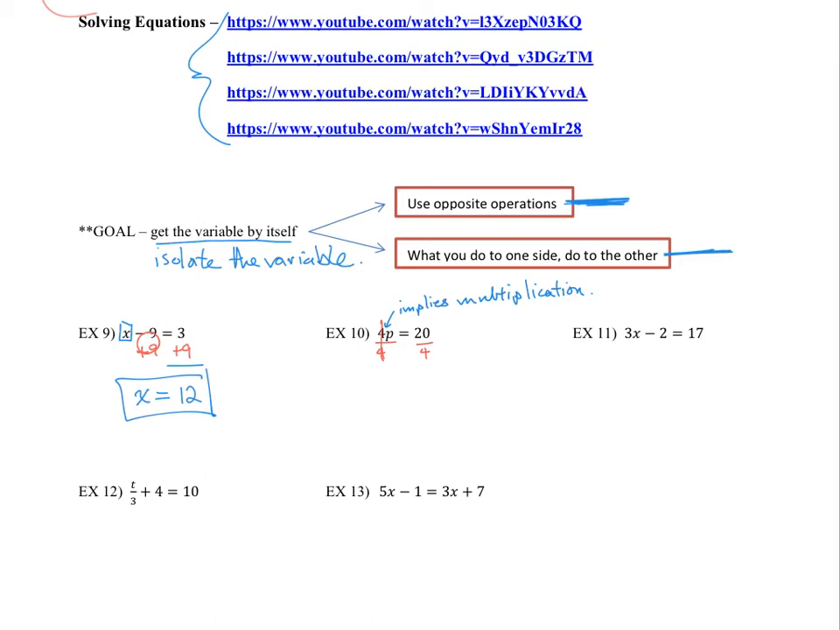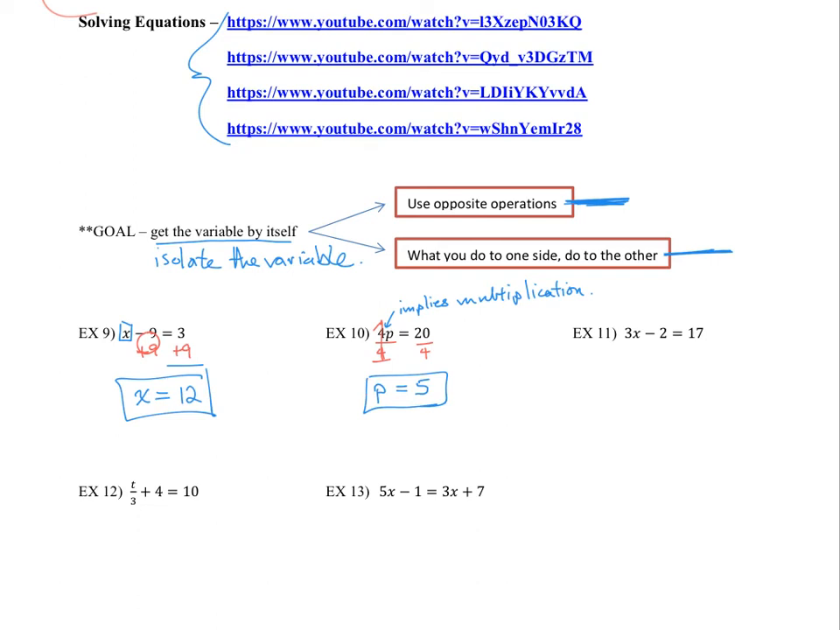Now, on the left side, the 4 divided by itself, anytime you divide or multiply to get rid of a number, it will reduce to 1, as you can see right there. So we have a p on the left side, and on the right side, we have 20 divided by 4 is 5. And we've isolated the variable. There are no other numbers on the left side with p, so we're done.